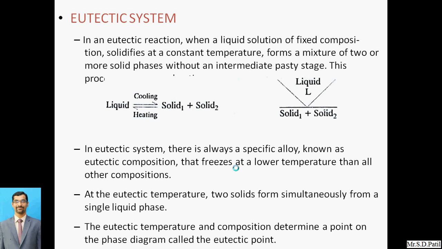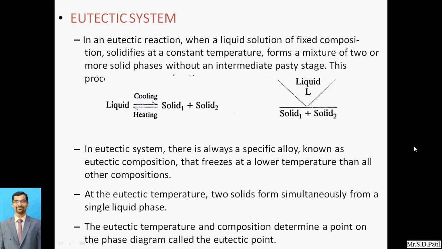Now what is the eutectic system or eutectic point? That is very interesting to understand. In the eutectic reaction, a liquid solution of fixed composition solidifies at a constant temperature and forms a mixture of two or more solid phases without an intermediate stage. Here, this diagram is obtained for two metals having complete solubility in the liquid state and complete insolubility in the solid state. Okay, you understood?